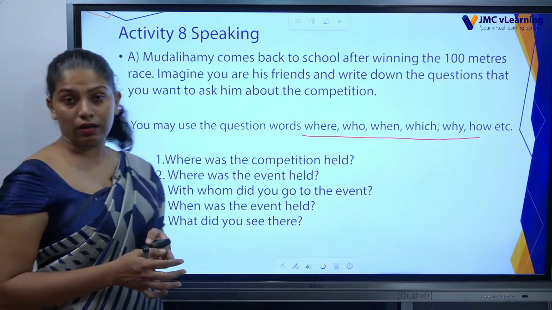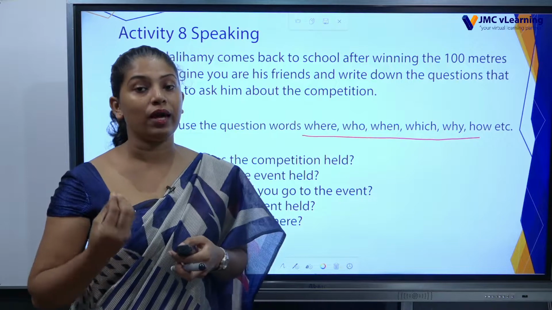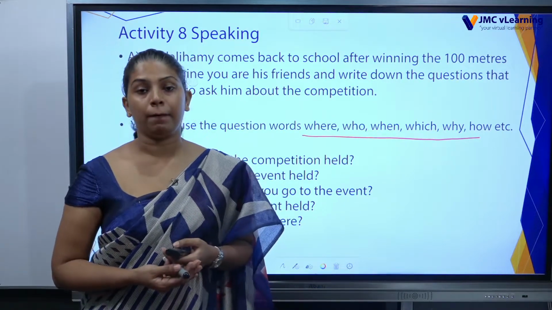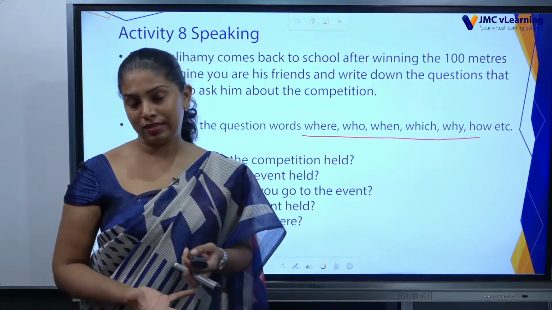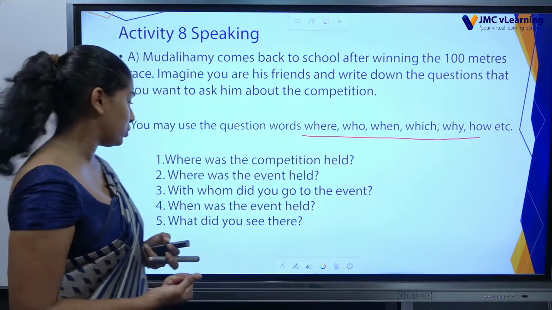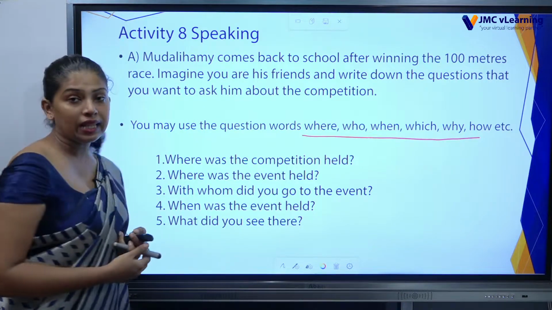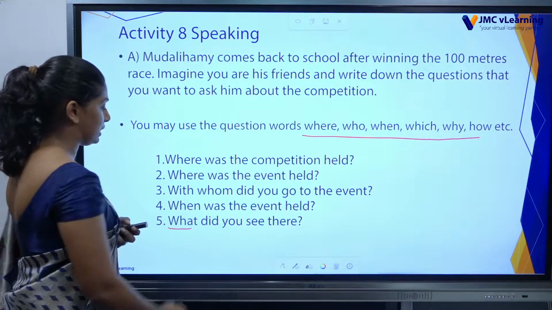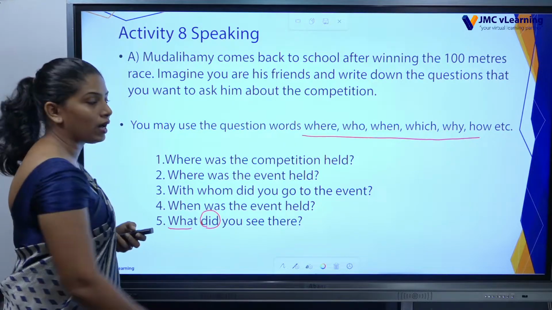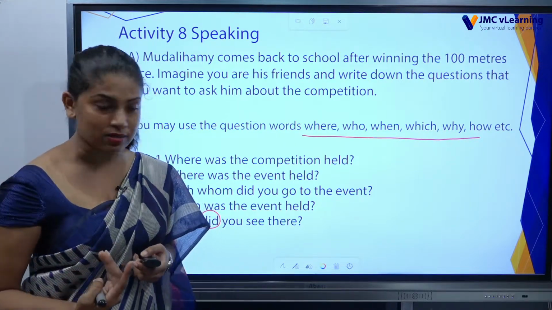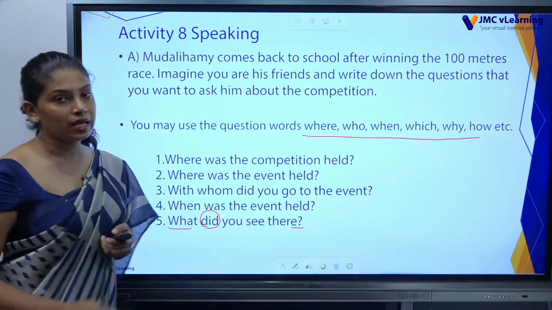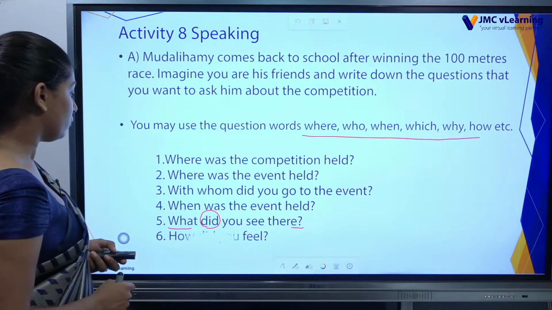What did you see there? Because Mudalihami is a village boy, we have already known that. So he has seen many things there. The friends didn't see those things; they are still in the village. So they can ask, what are the things you saw there? The question word used here is what. We use did because we are asking about something which happened in the past. So, what did you see there? And at the end of the sentence, again we have used the question mark.